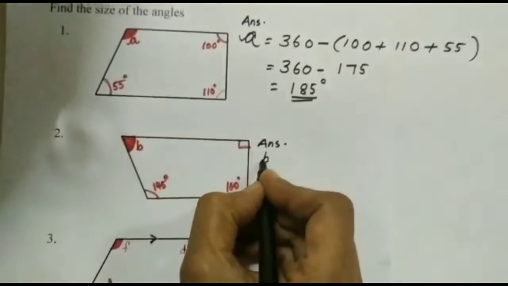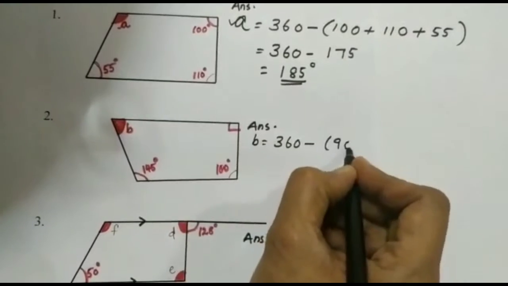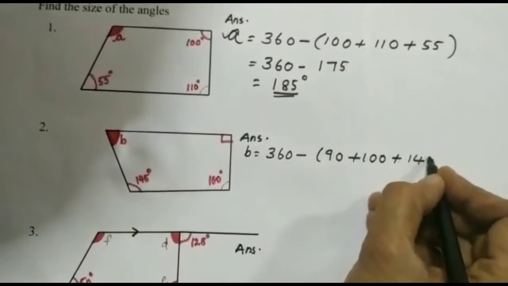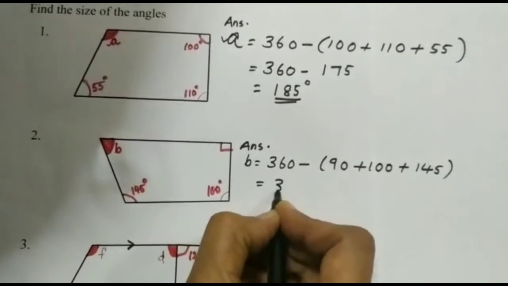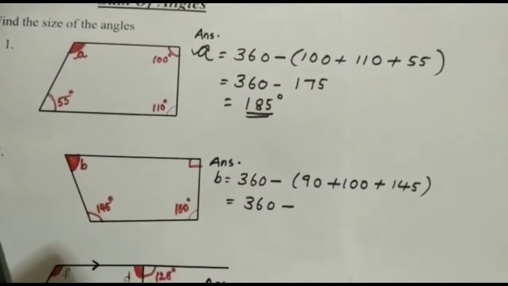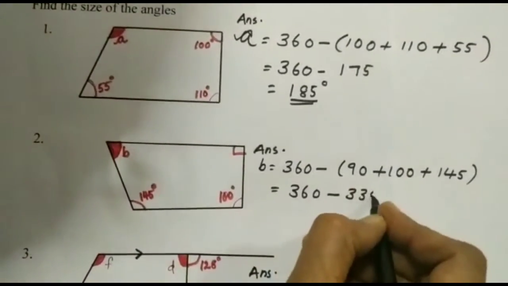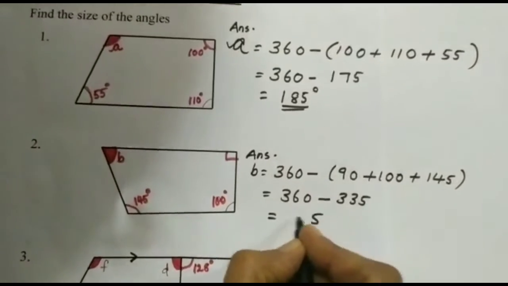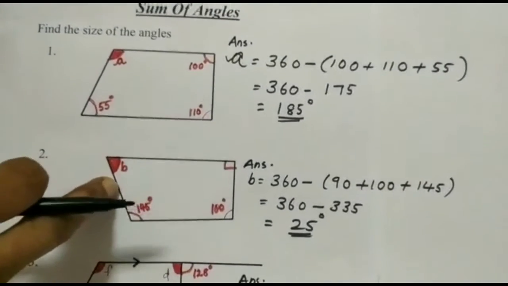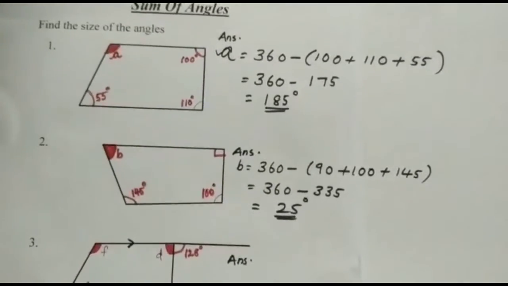So angle B will be equal to, the same way, the total angle is 360 in a quadrilateral and the remaining angles are 90 plus 100 plus 145. 360 minus, we should add the remaining three angles, that becomes 335. Subtract, it becomes 25 degrees. So angle B will be equal to 25 degrees because adding the three angles gives 335, subtracted from 360.